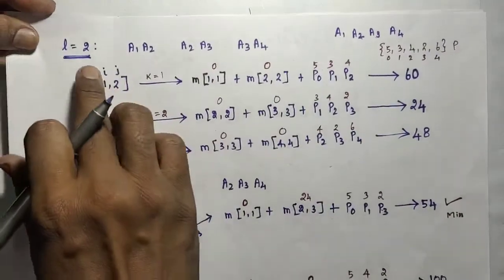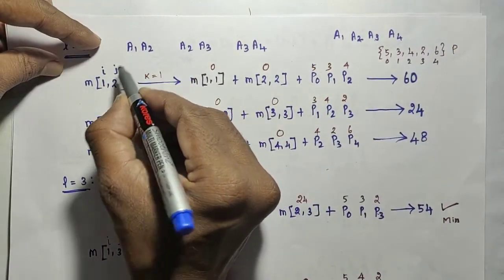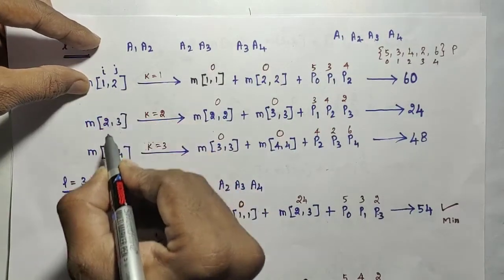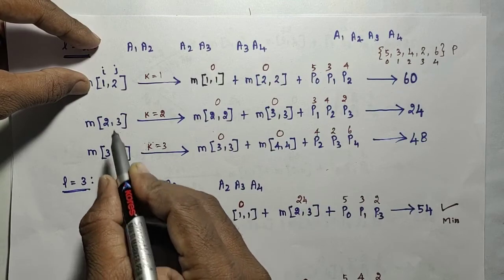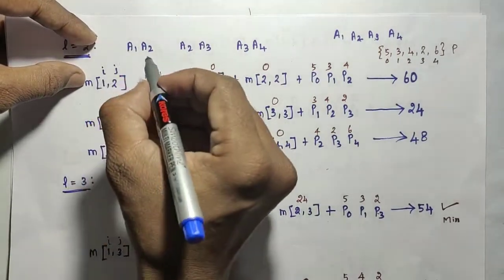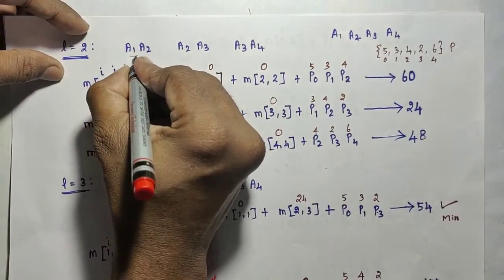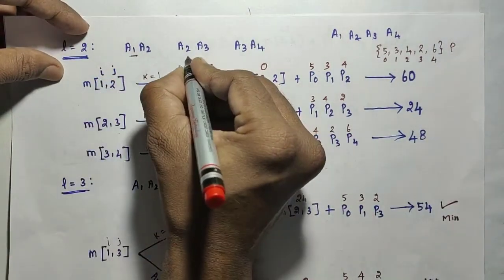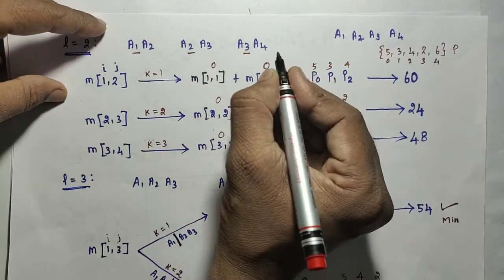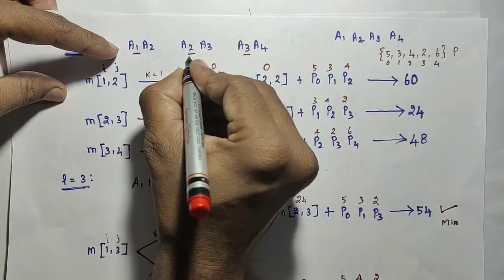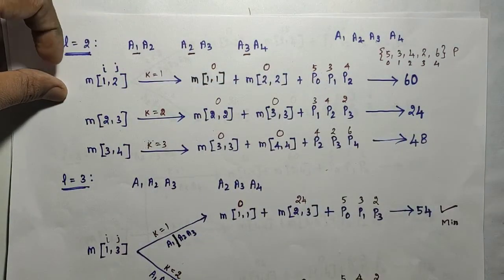When length equals 2, there are 3 values we have to determine, that is i, j: 1 2, 2 3, and 3 4. So the i value will be 1, then 2, and then 3. That is the first iteration. For each i value, that is i equal to 1, 2 and 3, we need to start when length equals 2.